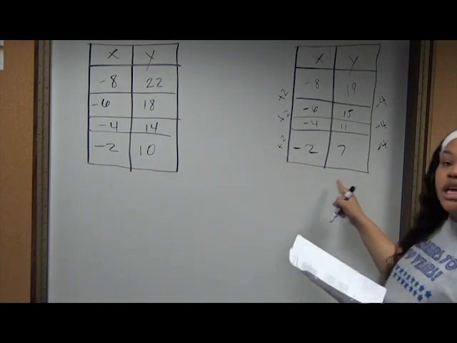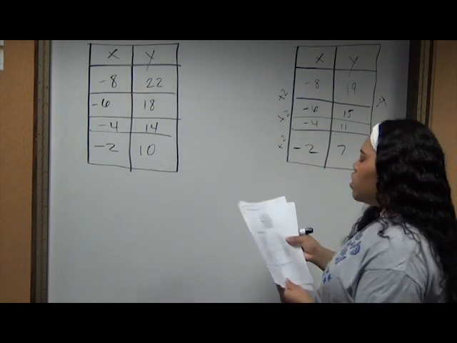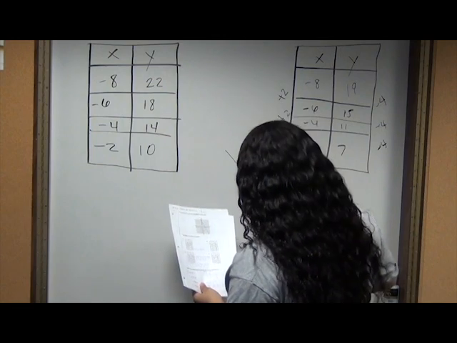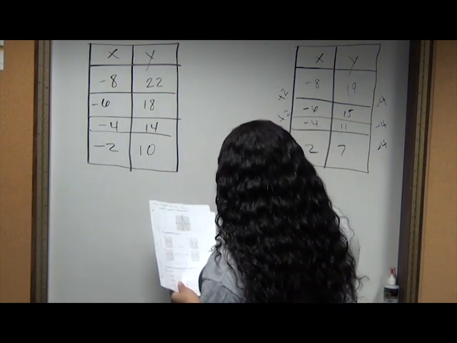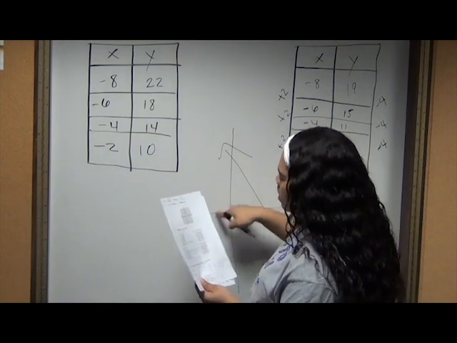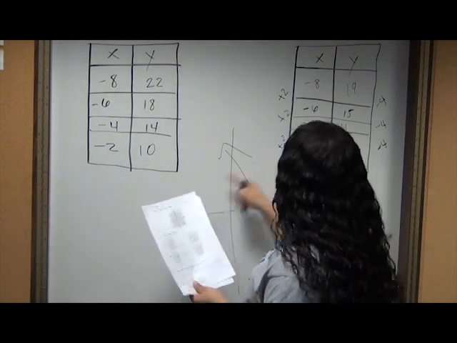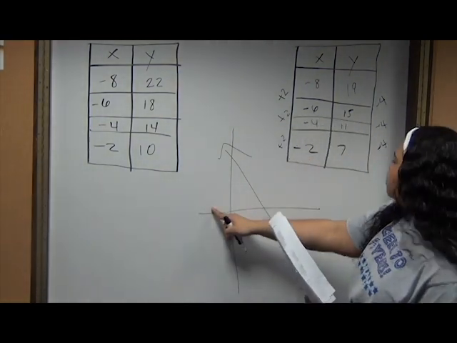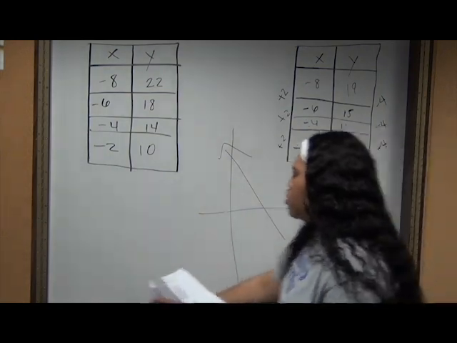However, you have to make sure each point is on the graph. So looking at your graph, it goes this way, and it has the negative sign over here, so there's not a point that is (-2, 7). There's no way. So you know that can't be the answer.